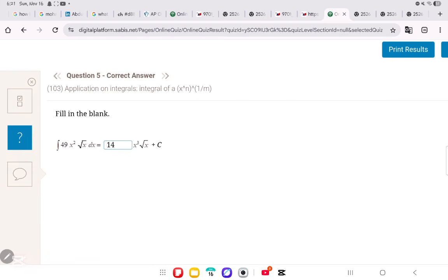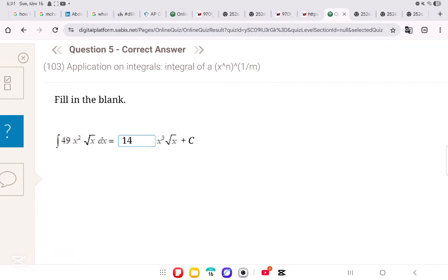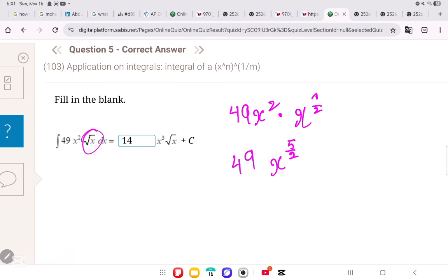We'll move on to question number 5. We need to integrate this. How do we integrate this? This is 49x squared. Change it into fraction. Change it always into exponent, x to the power of half. Now, when you're multiplying two exponents, you need to add them. So 49x, what's 2 plus half? 2 plus half is 5 over 2. So 49x to the power of 5 over 2, we need to do the integration.